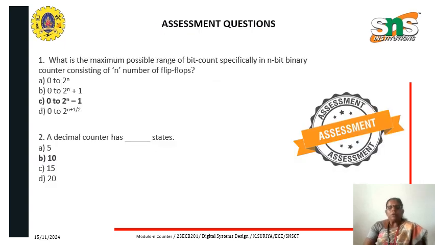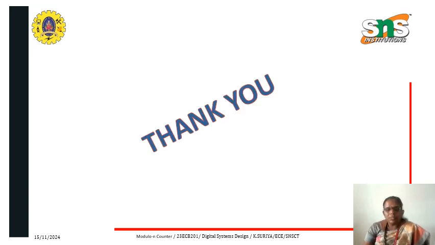So hope you understood how to design a mod N counter and how to find out the number of flip-flops needed for a mod N counter. Let us take up some assessment questions. What is the maximum possible range of bit count specifically in n bit binary counters consisting of n number of flip-flops? The answer is 0 to 2 power n minus 1. A decimal counter has dash states. The answer is 10. Thank you for watching this video.